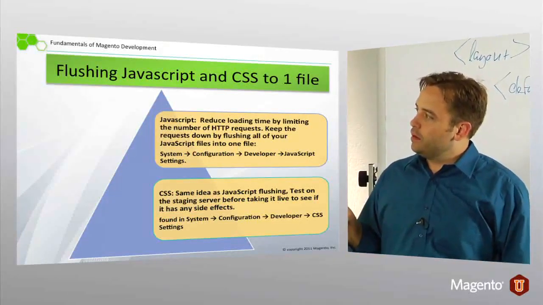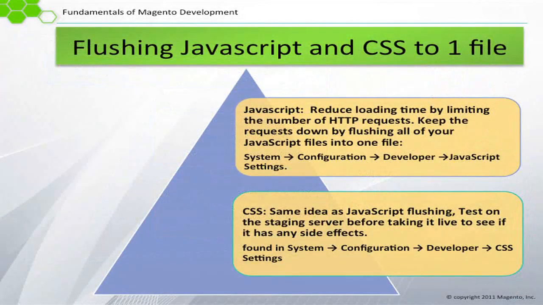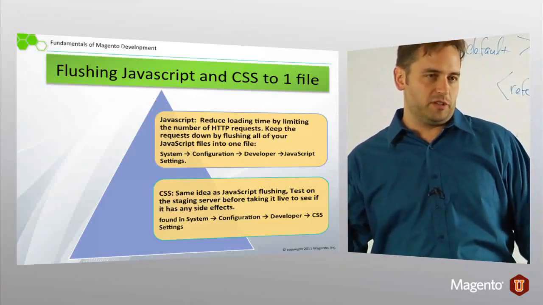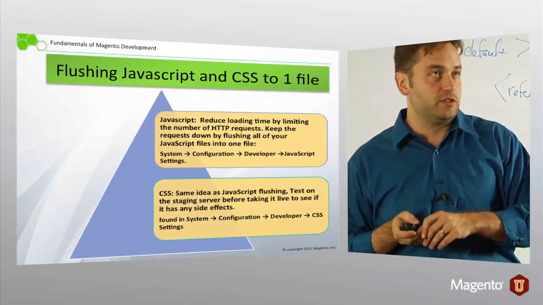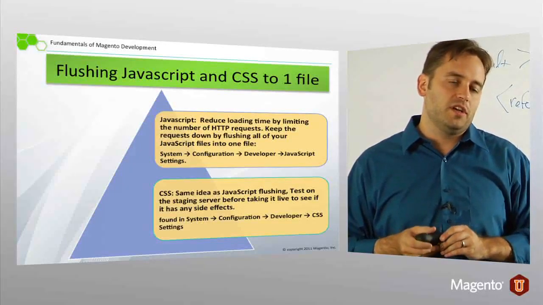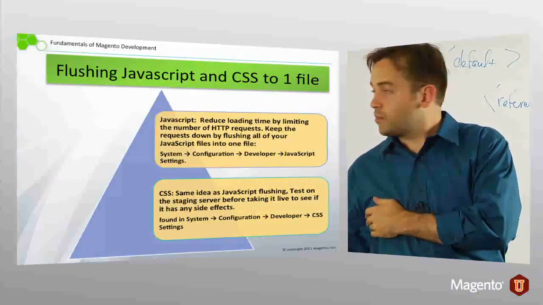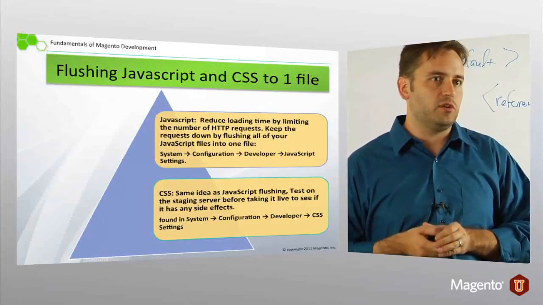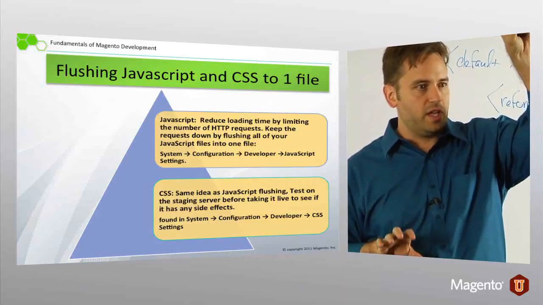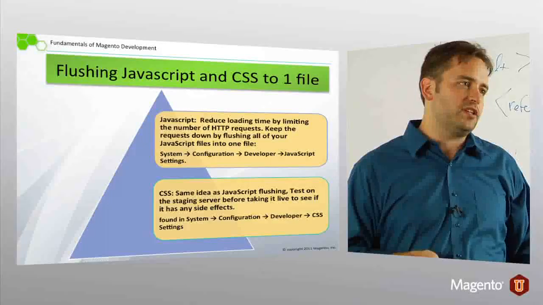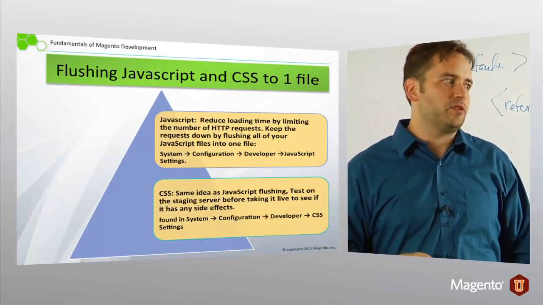Quick note. In system configuration developer, there's JavaScript and CSS settings. You can reduce all of your files if you've included them, as we saw with the addJs and addCss calls. If you change this configuration setting, you will cause Magento to take all of those files and combine them. Not compress them, but just combine them into one request. So limit your number of HTTP requests. You're going to speed up your site a bit.